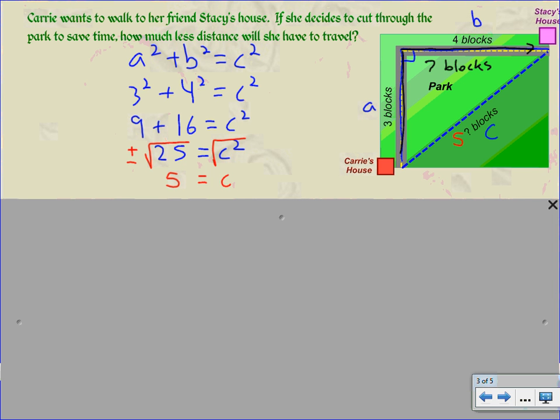So to compare these two and answer the question of how much less distance, well, it's 5 blocks through the park, therefore 7 minus 5 gives us 2 blocks less. And that's going to be our answer. Okay, that's what we're looking for. So good application of our Pythagorean theorem.